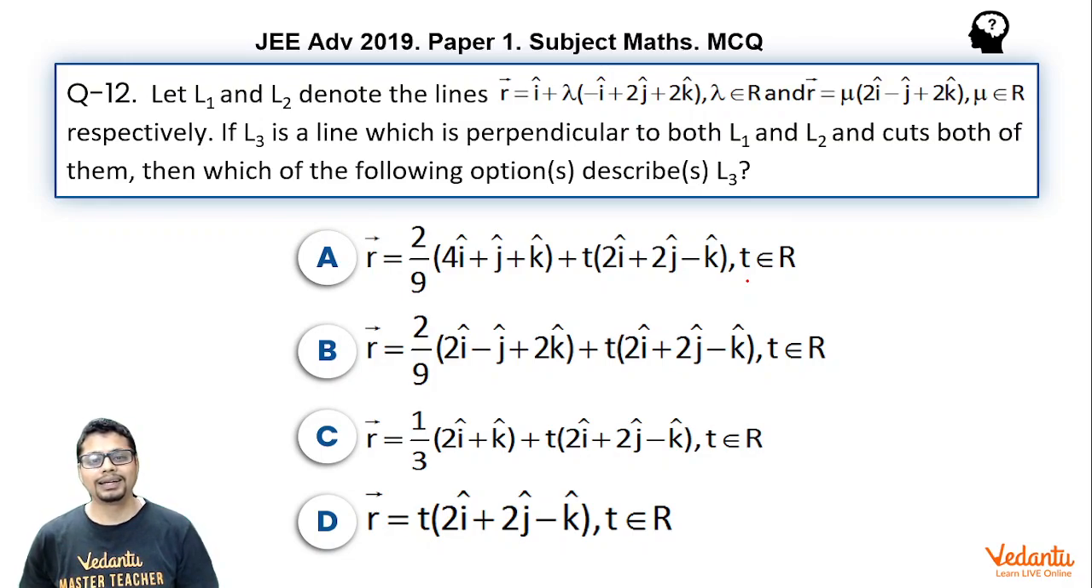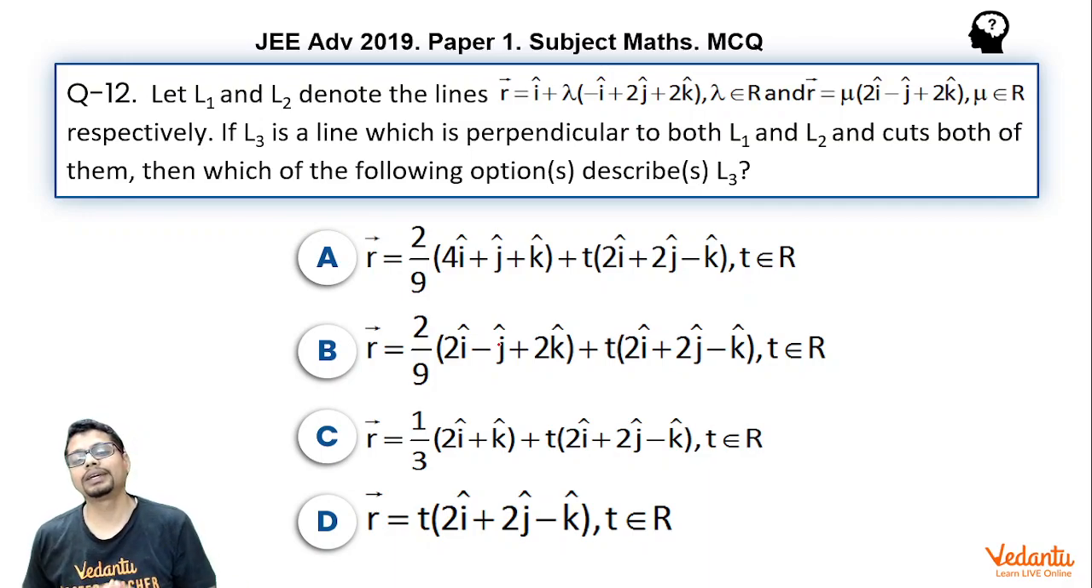If L3 is a line which is perpendicular to both L1 and L2 and cuts both of them, then which of the following option or options describe line L3? There are four options and this is a multiple correct type question.